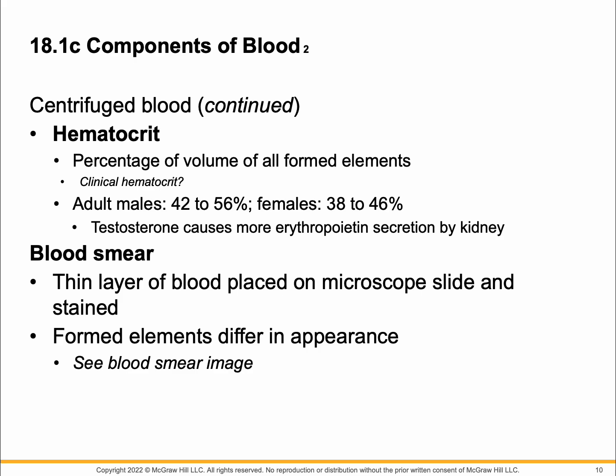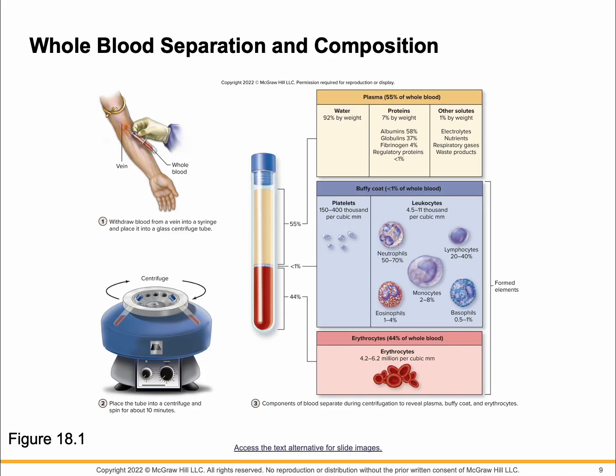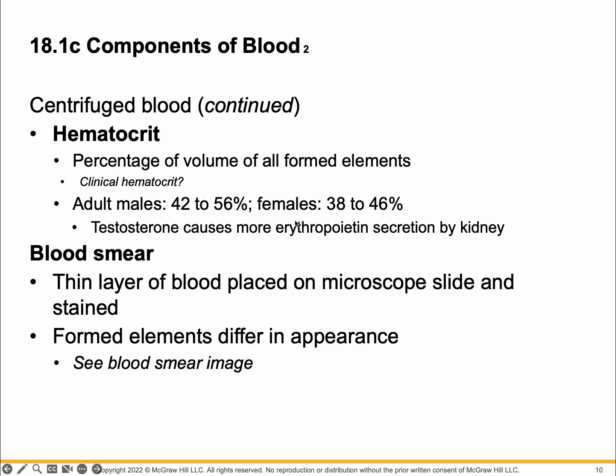Well, what did we just say? If we look at our components of our centrifuged blood sample, we've got some white blood cells here, some platelets, and some red blood cells. So this is making up about 1%, and this is making up about 44%. So together with our white blood cells, our platelets, and our red blood cells, that's somewhere around 45%. And so it's going to vary somewhere in there. Males, 42 to 56%, females, 38 to 46%. It's somewhere in that given range.